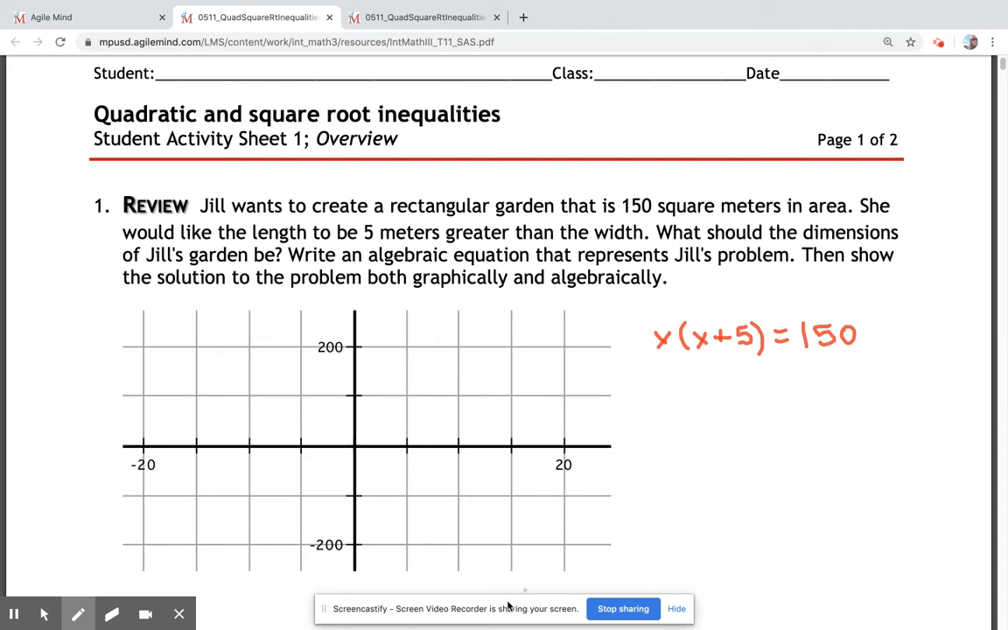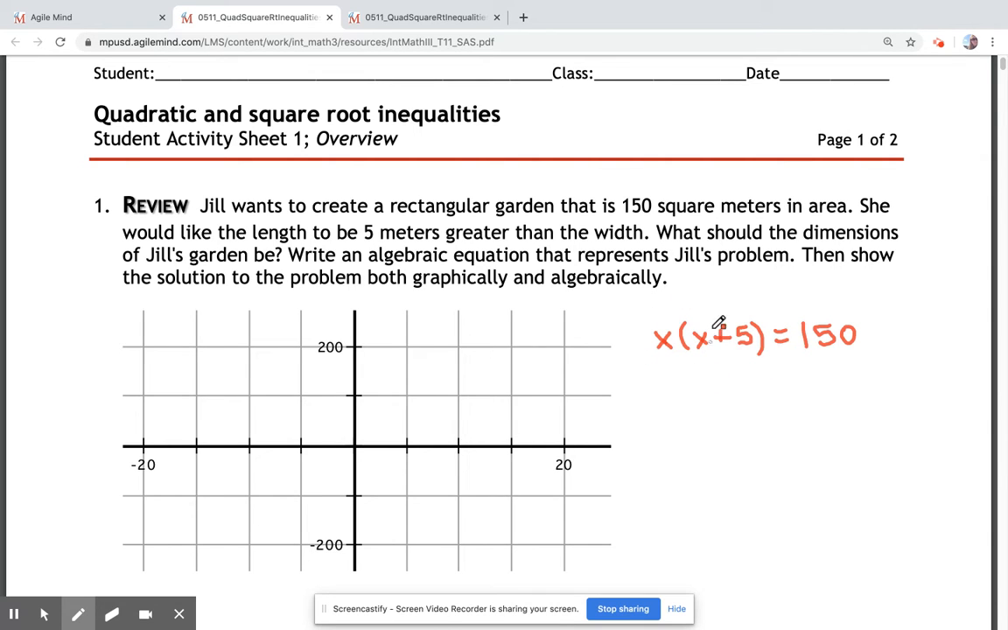So what should the dimensions be? What should her length and width be? I think I already helped with the first part, writing an algebraic equation that represents Jill's problem. And then I want you to show the solution to the problem, both graphically and algebraically. So you may need to multiply through a little bit and solve it, as well as use it to help you graph it. Yes, you can totally use Desmos to help you graph it. I will not argue with you on that one little bit.